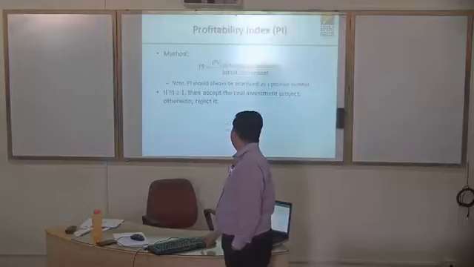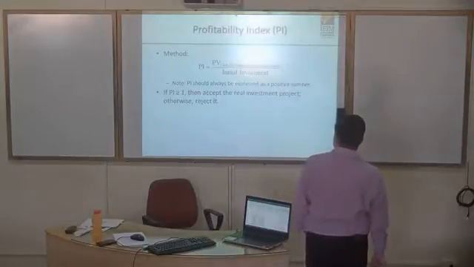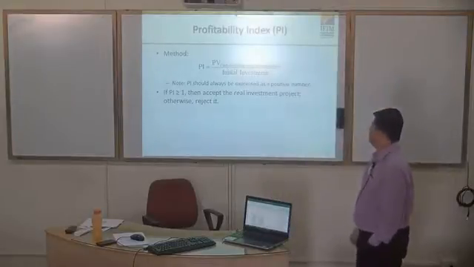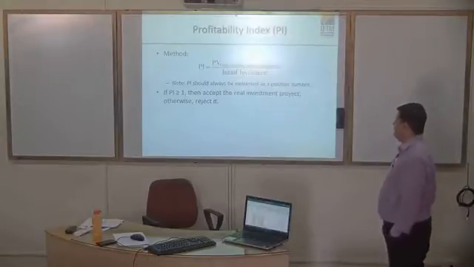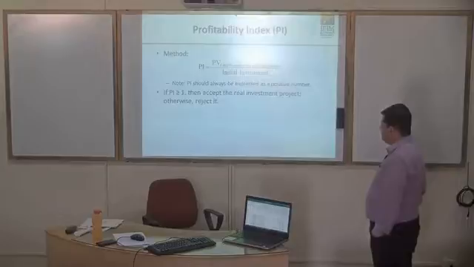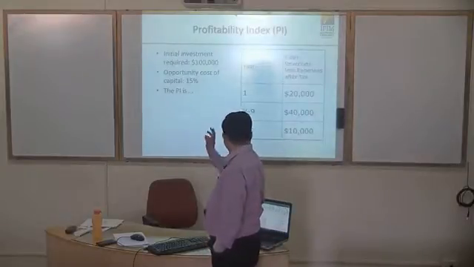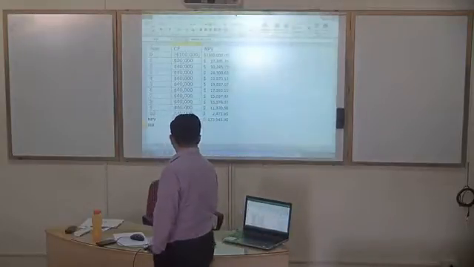So next is the profitability index method. Present value of cash flows after the initial investment divided by initial investment. Note, PI should always be expressed as a positive number. If PI is more than or equal to 1, then accept the real investment project, otherwise reject it. It's the same example. Let's calculate PI. Let's go back to the Excel sheet.